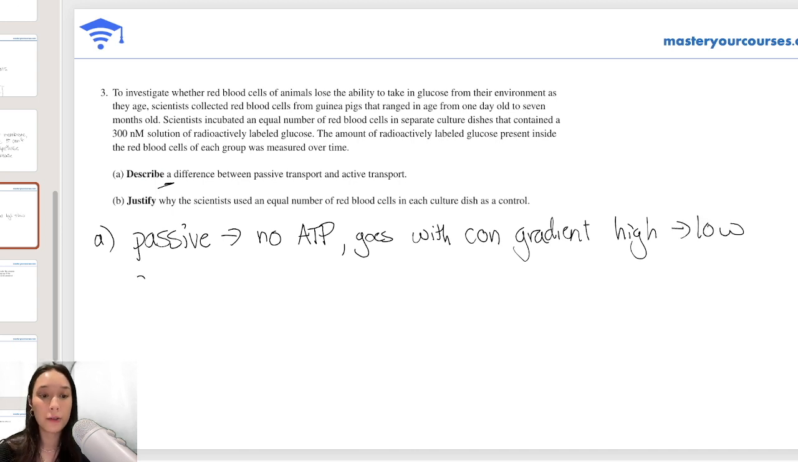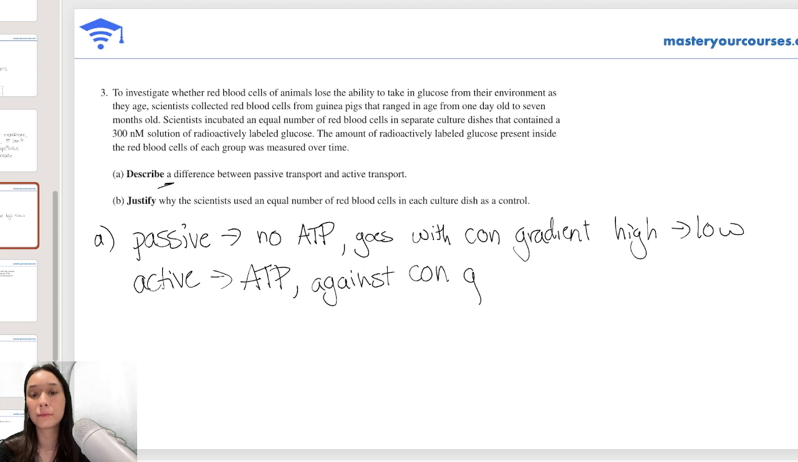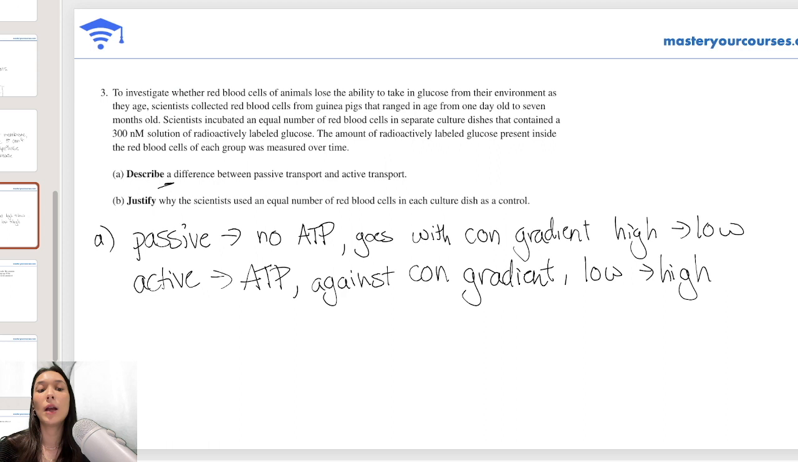And then for active, it requires ATP or energy input. You can say it's non-spontaneous, endergonic, any of those. And then it goes against the concentration gradient. Or you could say it goes from low to high concentration. Any of those would have worked. They were only asking you for one of them.